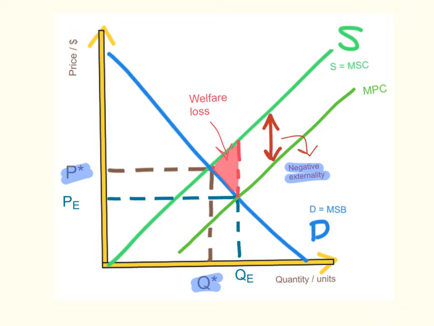But what's actually happening is that in production there's an over-provision; the producers are providing QE, and there's a lower price. So because of the negative externalities, there's an over-provision of a good, and this triangle here that's shaded in sort of pinkish red represents the welfare loss as a result of this over-provision.